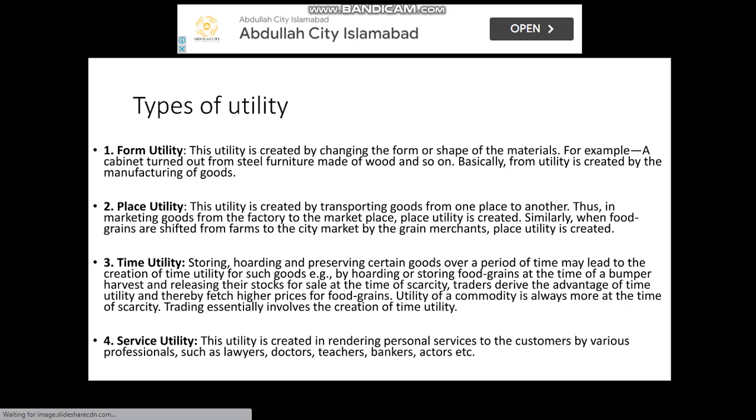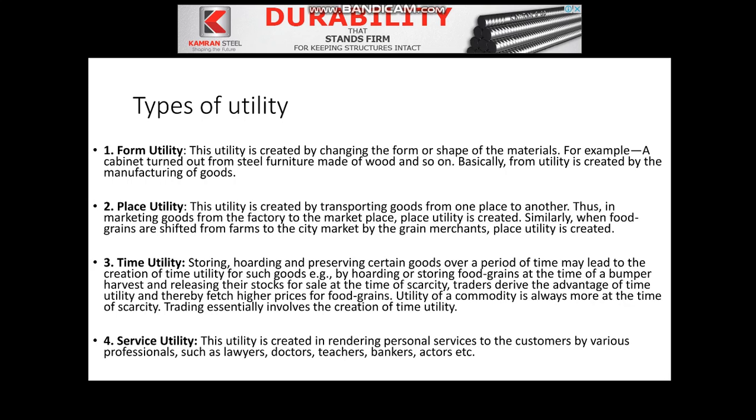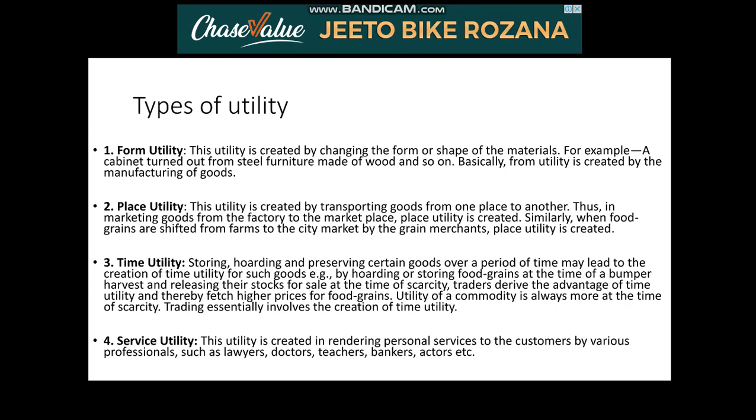Types of utility. First, form utility. This utility is created by changing the form or shape of the materials. For example, a cabinet turned out from steel, furniture made of wood, and so on. Basically, form utility is created by the manufacturing of goods. Place utility. This utility is created by transporting goods from one place to another. Thus, in marketing goods from the factory to the marketplace, place utility is created. Similarly, when food grains are shifted from farms to the city market by the grain merchants, place utility is created.